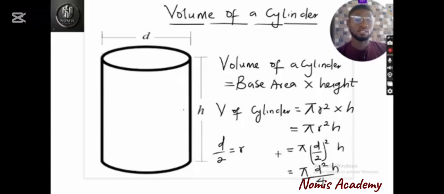So do not forget, keep it at the front of your heart or wherever you can keep it so that you will not forget. Volume of cylinder is equal to pi r squared multiplied by height. Let's solve some questions on volume of cylinder.